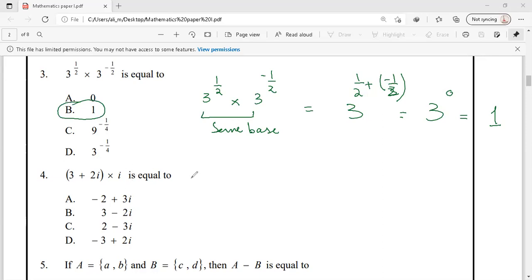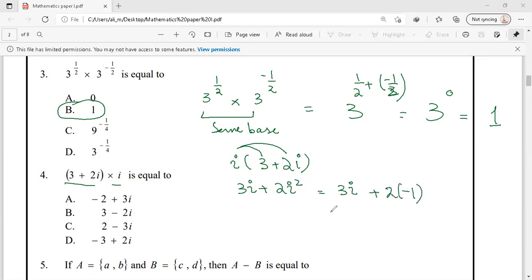Then let's multiply this complex number with another complex number. Iota multiplied by 3 plus 2 iota. We will multiply this iota with the whole bracket. So this will become 3 iota plus 2 iota square. 2 iota square is minus 2. So it will become minus 2 plus 3 iota. So the correct answer is option A.